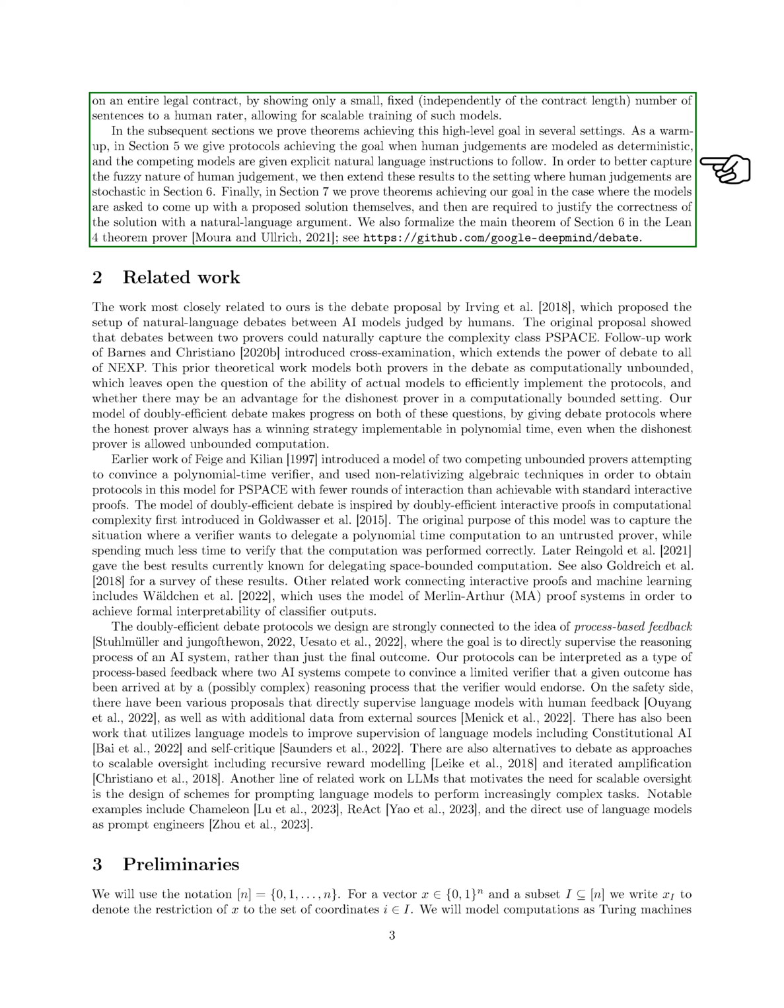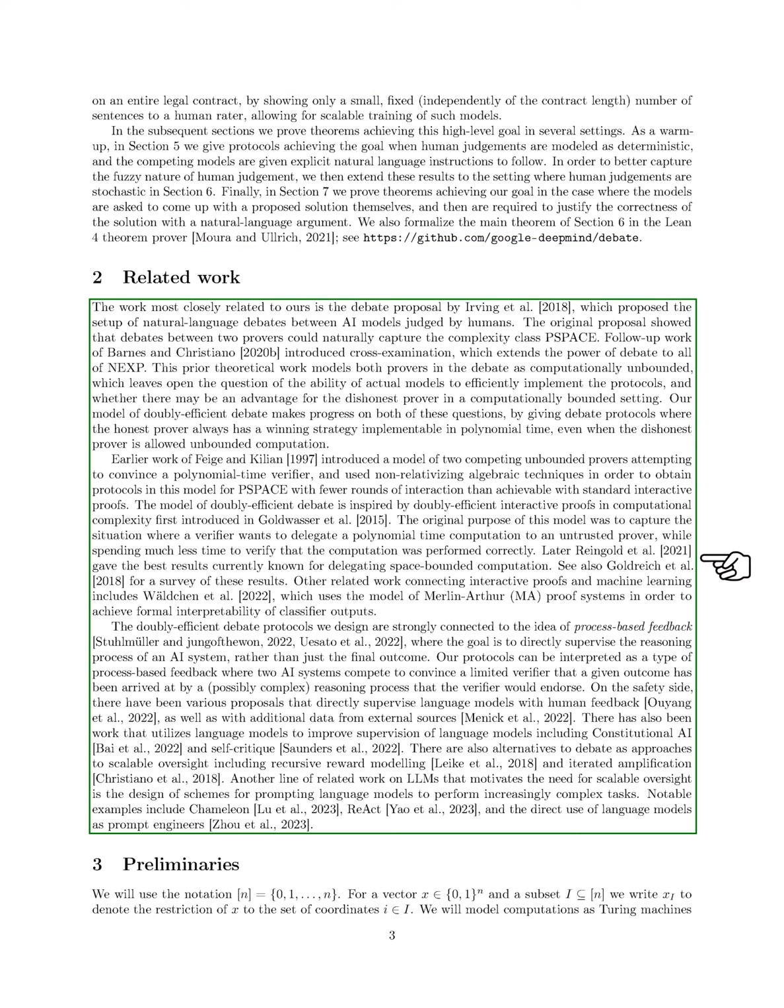Our work builds on previous research, such as the debate proposal by OpenAI, which suggested setting up natural language debates between AI models judged by humans. However, our model of doubly-efficient debate advances this concept by providing debate protocols where the honest prover always has a winning strategy that can be implemented in polynomial time, even when the dishonest prover has unlimited computational resources. We've also drawn inspiration from the concept of doubly-efficient interactive proofs in computational complexity. This model was originally designed to handle situations where a verifier wants to delegate a polynomial time computation to an untrusted prover, while spending much less time to verify that the computation was performed correctly.